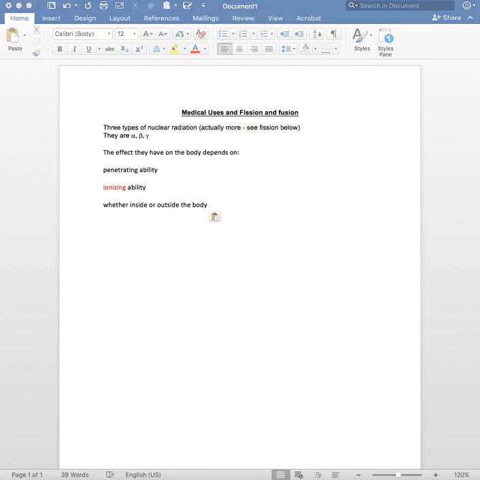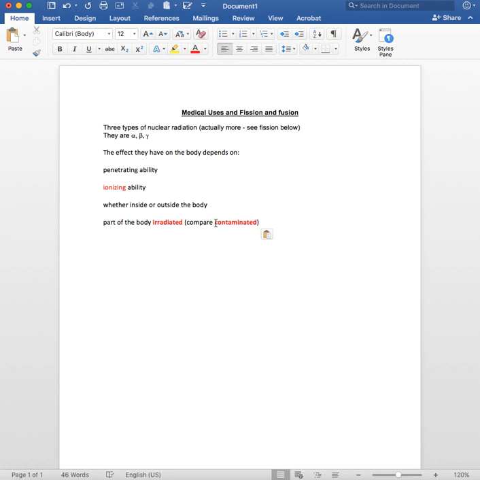It also depends on which part of the body is being irradiated, because some parts of the body are more susceptible to damage than others. So that's a consideration as well. You need to know the difference between these 2 terms, irradiated and contaminated. Irradiated is being exposed to radiation, and contaminated is having it in or on something.